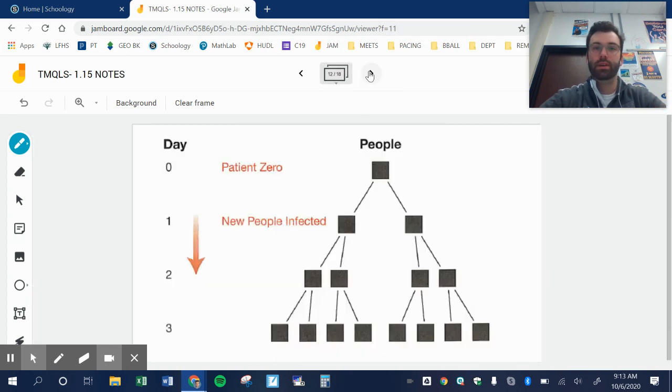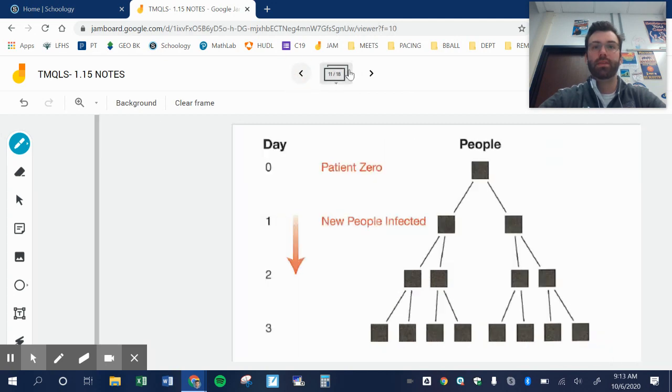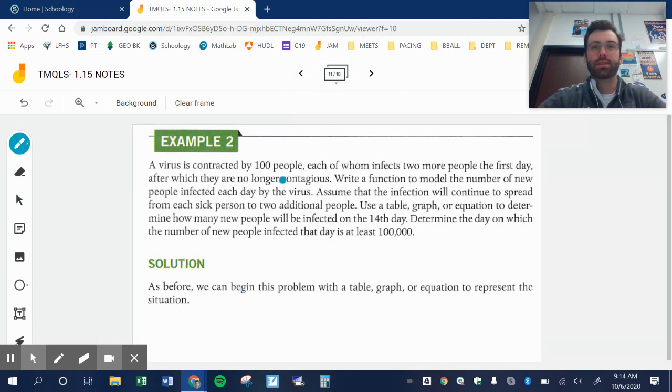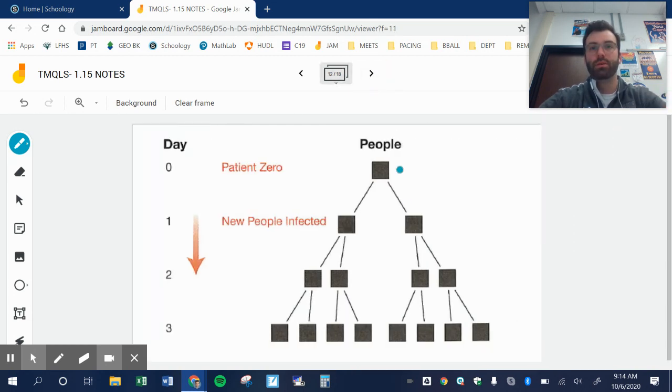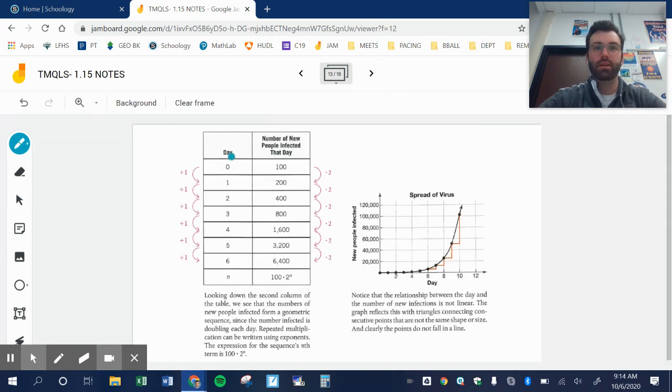Here we go. What does it say here? I should read this over myself. The virus is tracked by 100 people, each of whom infects 2 more people on the first day, after which they're no longer contagious. Write a function model, assuming the infection continues to spread from a sick person to 2 additional people. So patient 0 is going to infect 2 people. From there, those people will each infect 2 people. From there, each of those people will infect 2 people. If we look at the table, this is called a table.